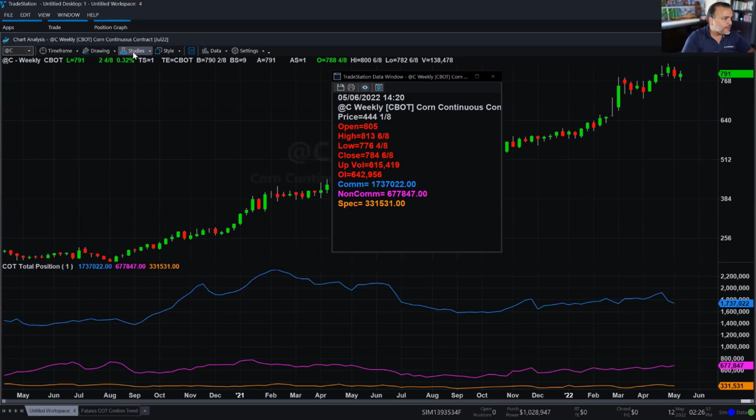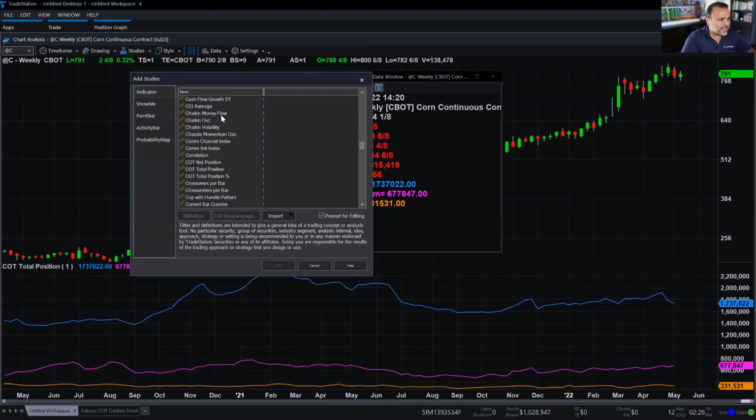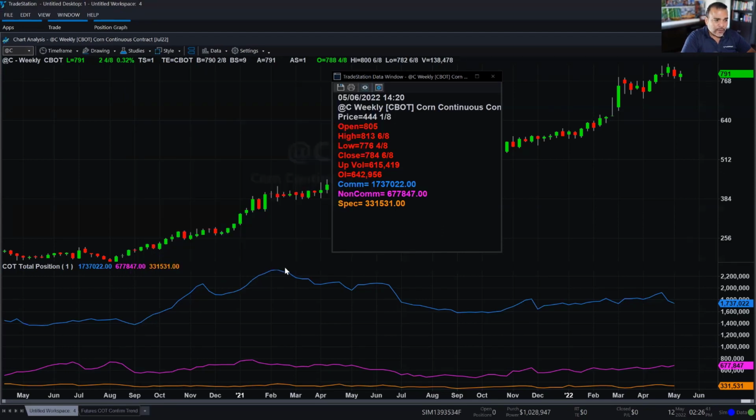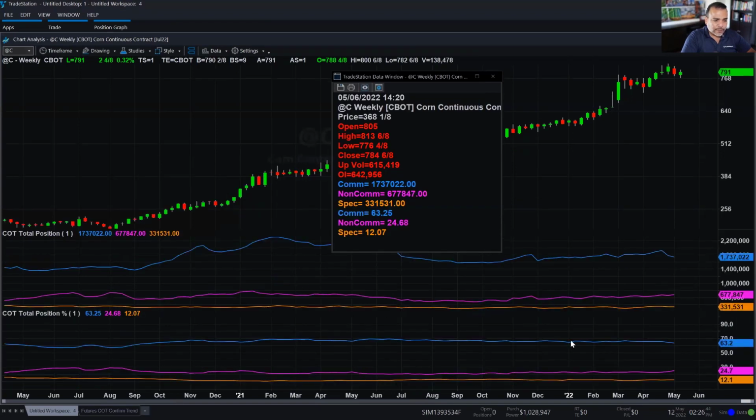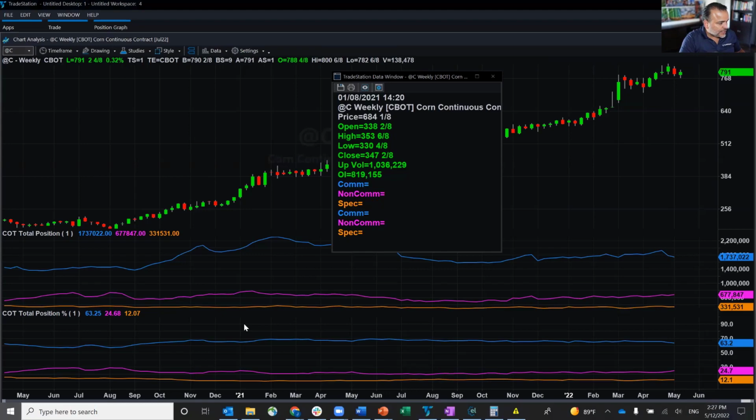For example, I'm going to go here to add study, and let's look at total position percent. Very similar to the one we have right here at the bottom. I'm just going to put them both on the screen because they're pretty much telling you the same thing, but one is giving you the raw number and the other is giving you a percentage of the total. So if you were to add the three lines, meaning the commercials, the non-commercials, and the speculators, that will give you the total number of open interest for corn. All right, so we have total position on top, total position percentage at the bottom.